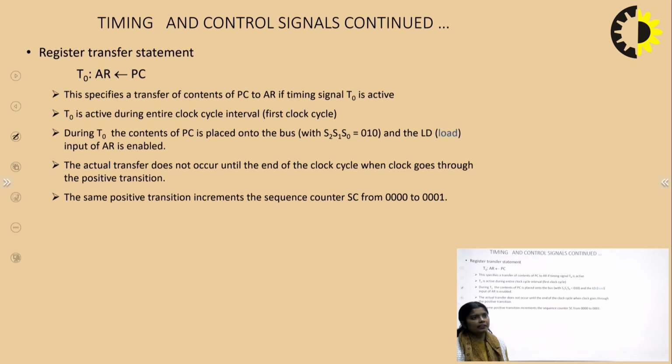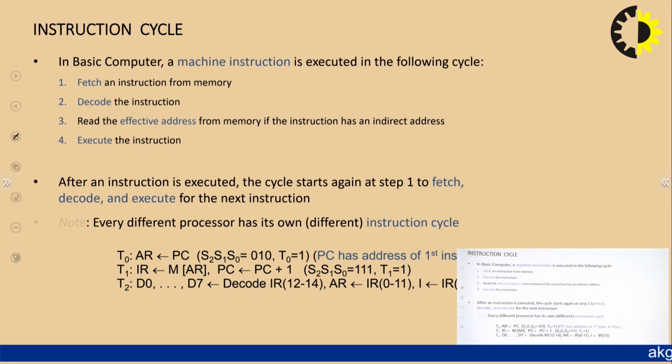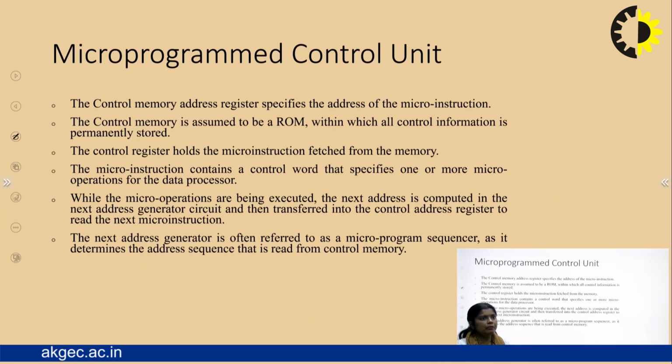So let's start with the instruction cycle. Actually, the instruction cycle has these 4 phases: fetch the instruction from the memory, then decode the instruction, then read the effective address from the indirect address, and then execute the instruction. This particular instruction cycle you can map with the hardwired control unit. Simply you can see this diagram.